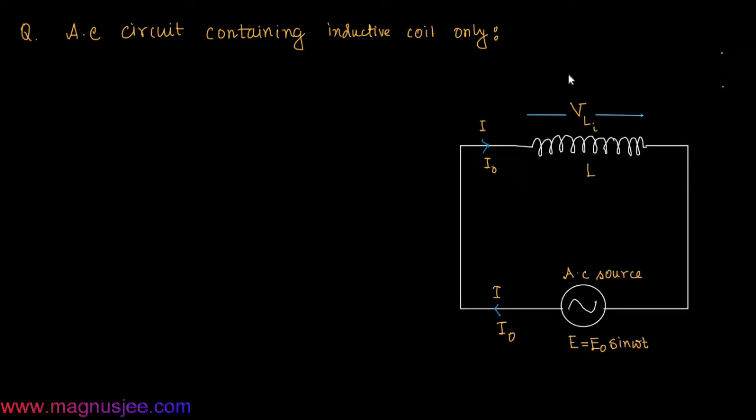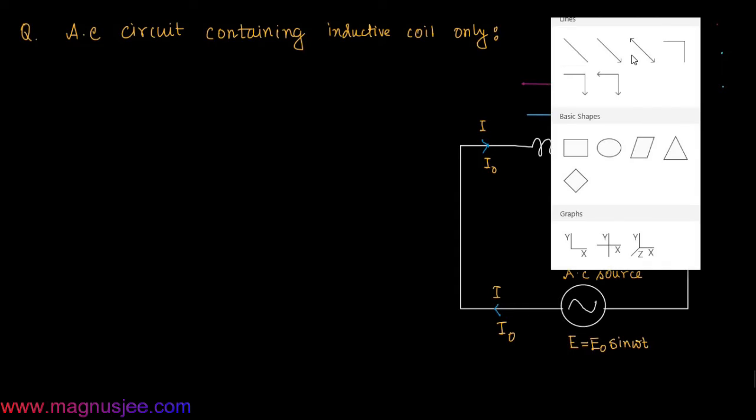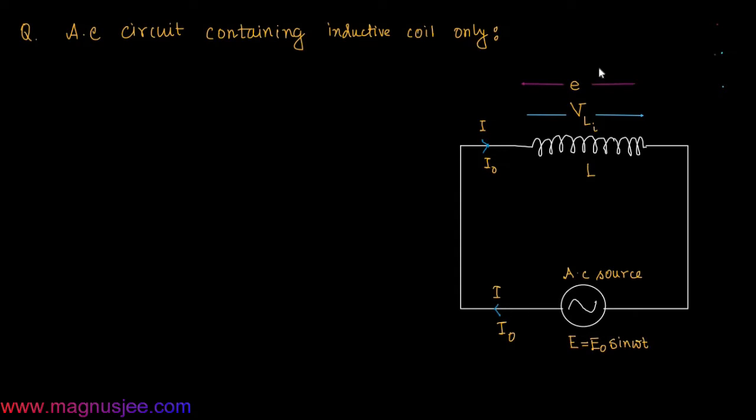V_L is the potential difference across the inductive coil of inductance L, and V_L acts towards the right in the direction of instantaneous current I. We can denote the EMF induced across the inductive coil L as small e, the EMF induced due to the flow of varying current, or alternating current I, through the coil L.